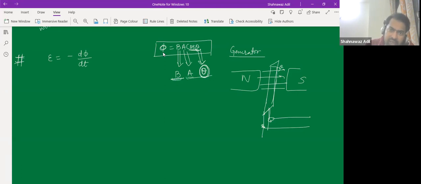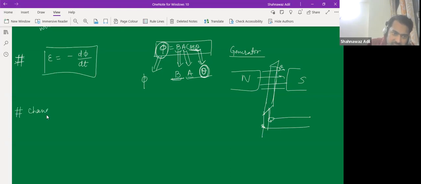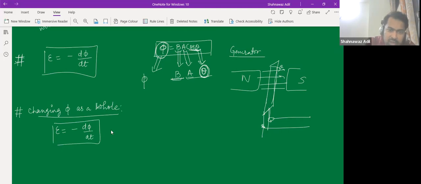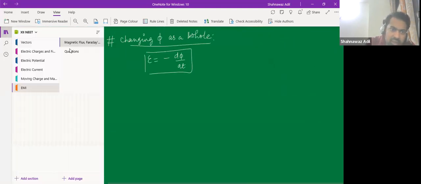One thing is that you can change this phi as a whole, or you can change theta. So in these ways, you can get your EMF. First, let us understand changing phi as a whole. Then your EMF would be simply minus d phi by dt. Now let us see some questions and then we'll understand it from this.